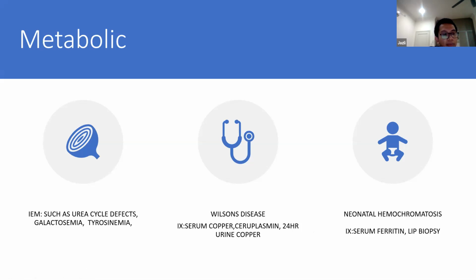And you can have neonatal hemochromatosis. Neonatal hemochromatosis is basically a severe liver disease in the newborn, accompanied with extrahepatic siderosis. So the investigations you would do are serum ferritin and lip biopsy. By lip biopsy, basically you take a portion of the salivary gland at the lip, because that's where you can see evidence of the iron deposition. Because as mentioned, neonatal hemochromatosis is a severe liver disease with accompanying extrahepatic involvement.